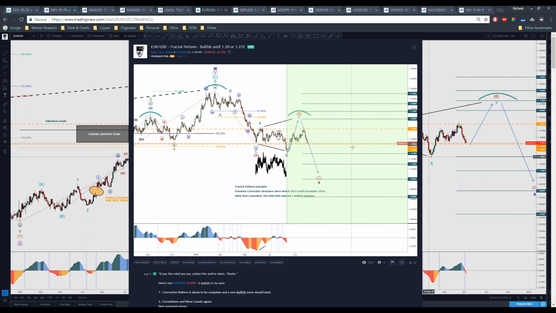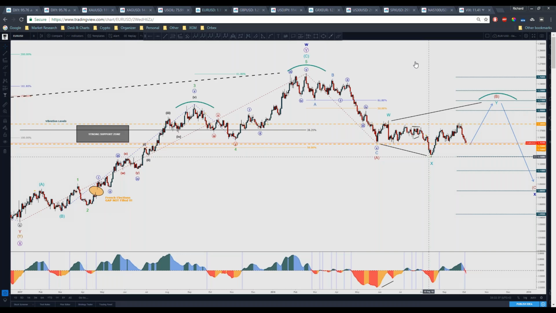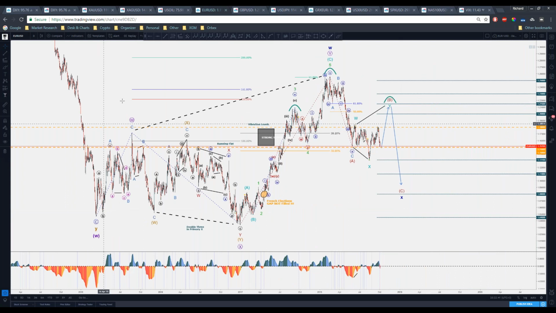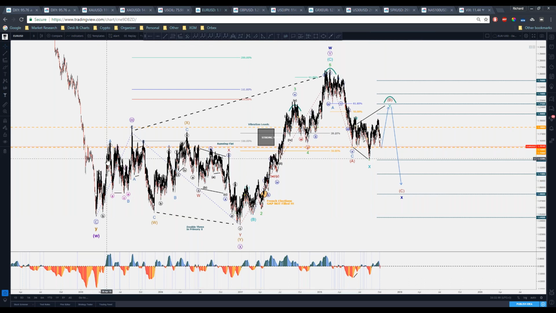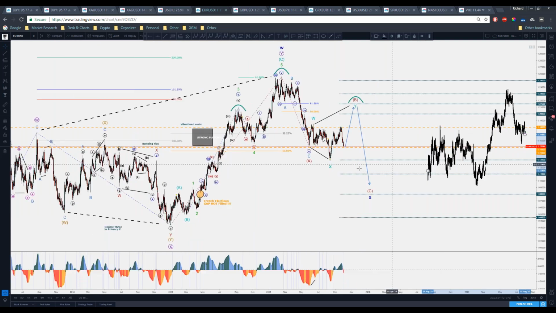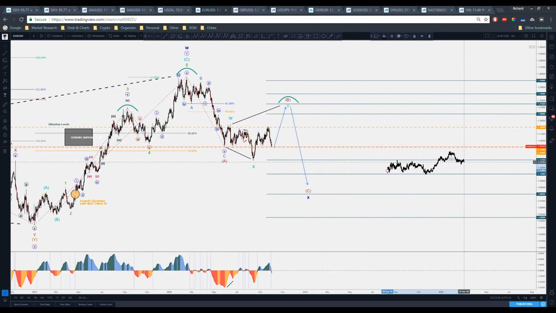Now, let me just do something right here. Let me clone this chart, and I love these tools. I'm going to take this pattern until the actual end of it right now. What I'm going to do is shrink it and place it where we want it. Let me show you what I mean by fractal and reoccurring, repetitive patterns.